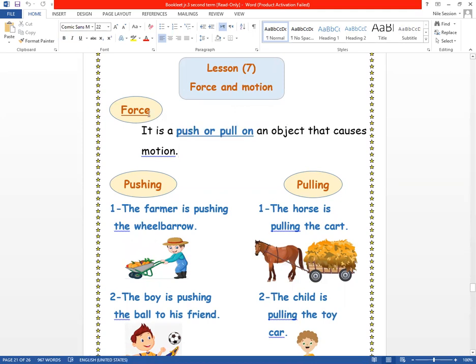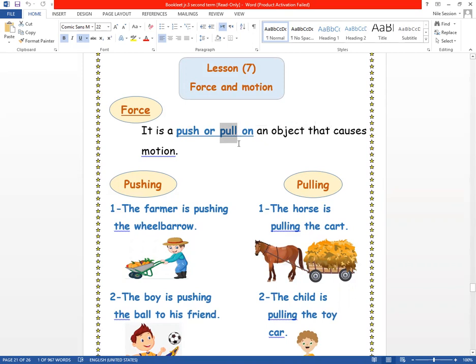What is the meaning of push or pull? Push means when I hold something and I move this object far away from me. So when I move something and it goes far away from me, it's called push. But if I hold something and I move it towards me, that's called pull.